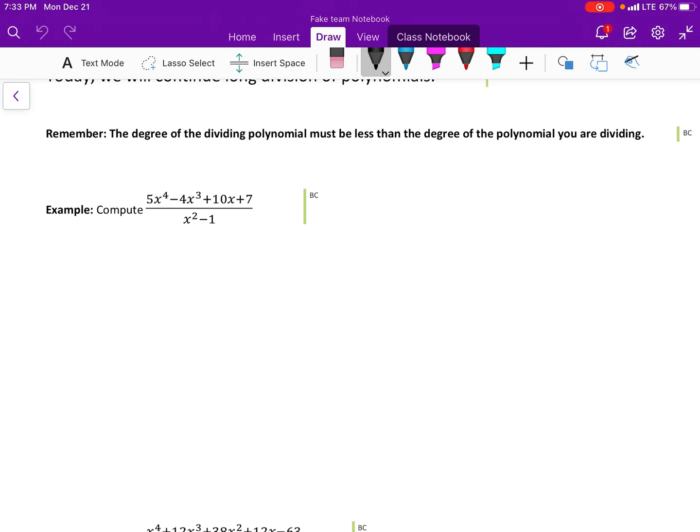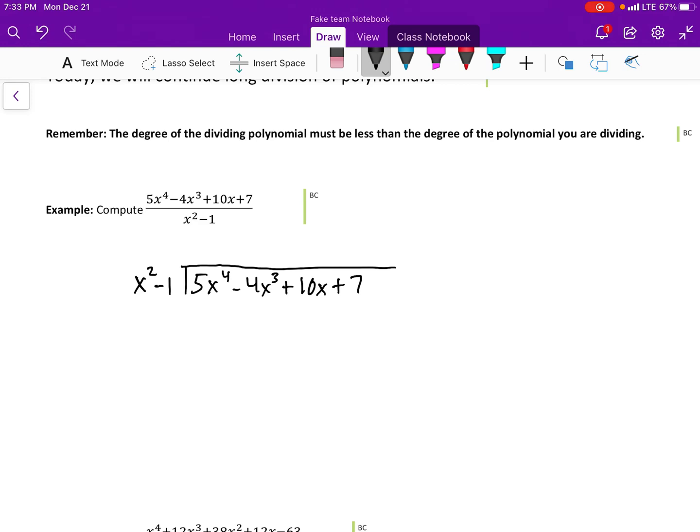So we're going to have x squared minus 1 as our divisor, and then we write the expression in the numerator inside. Okay.